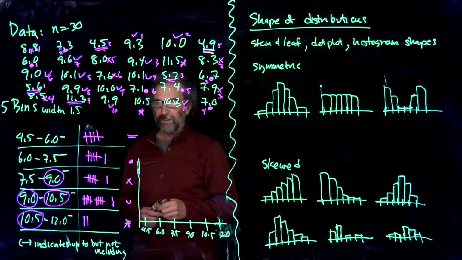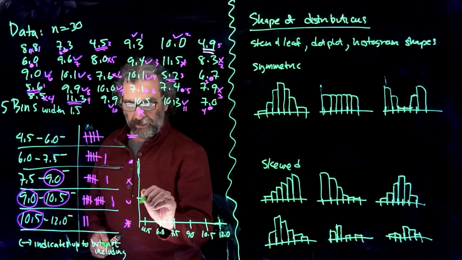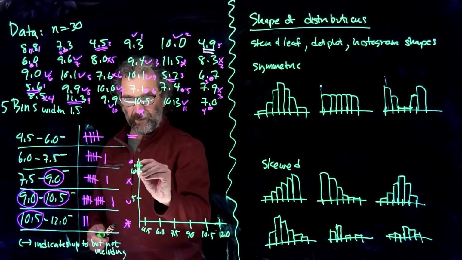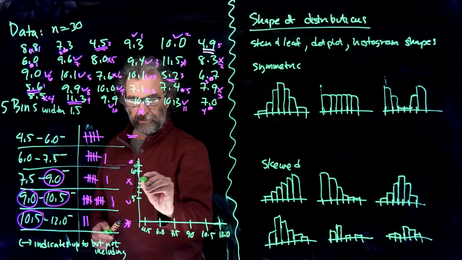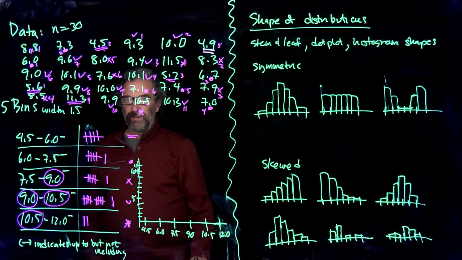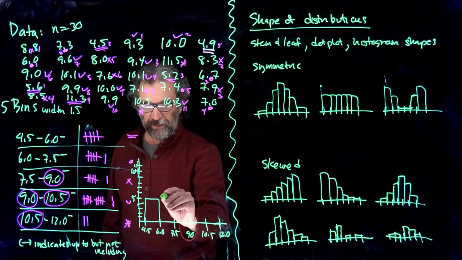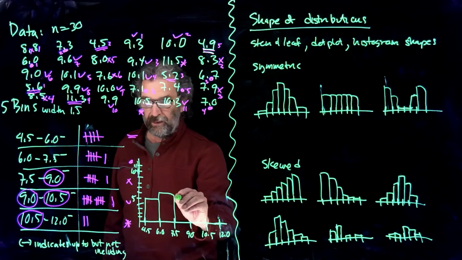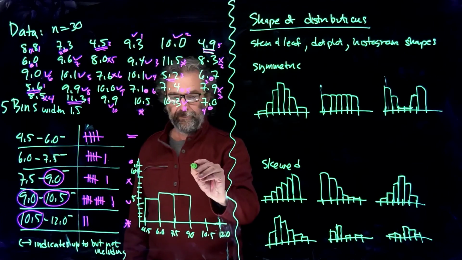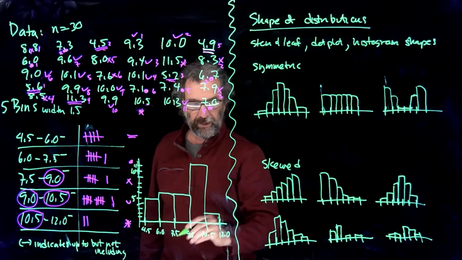Drawing the graph should be easy. The height here should be up to 11. Okay. Then we're going to go height 5. Height 6. Height 6. Height 11. And height 2. Yeah.